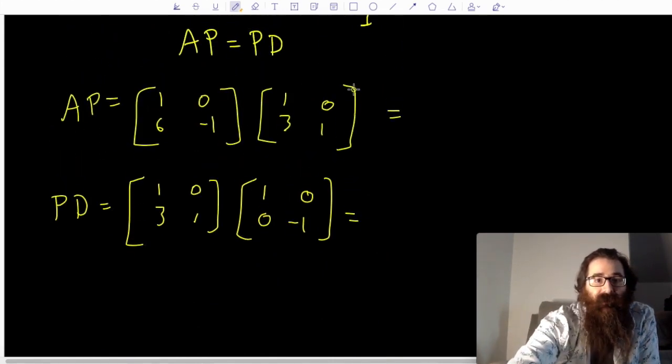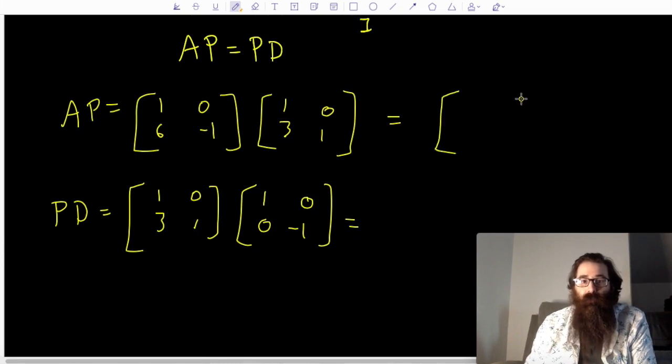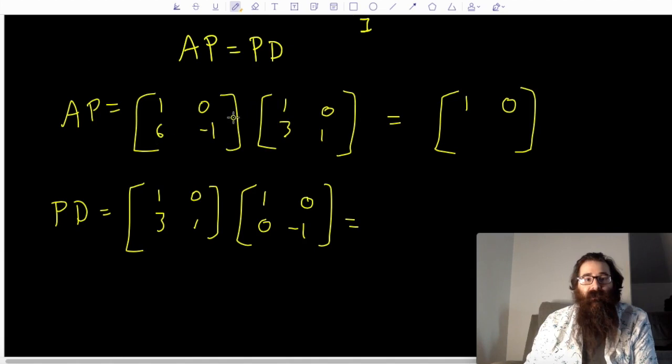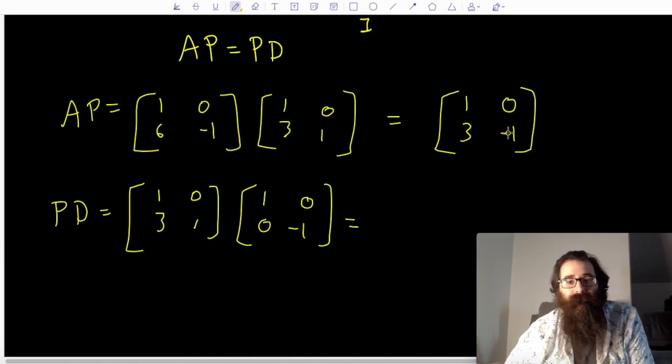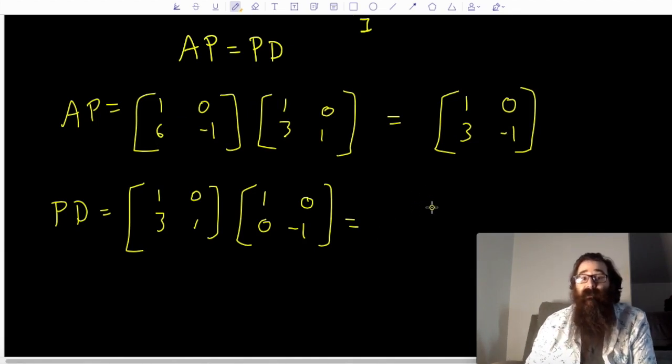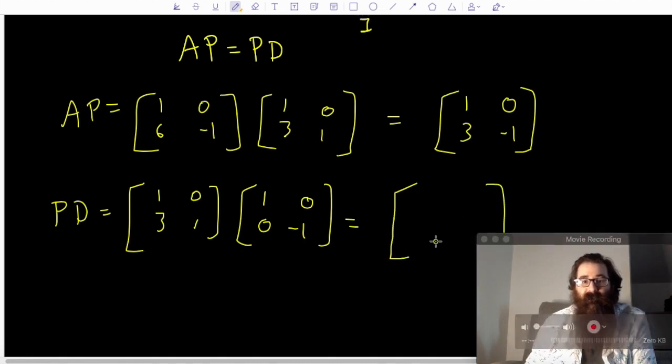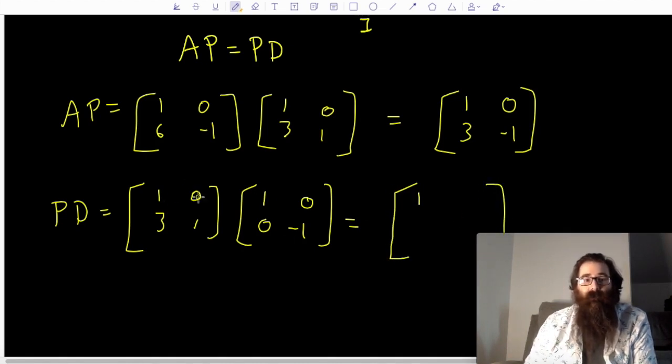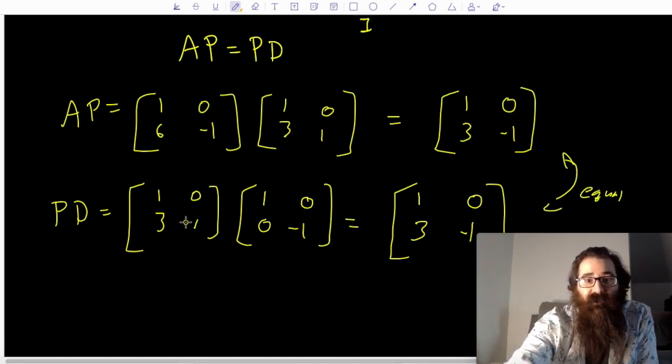Let's do the computations here. A times P, let's use our row column rule just to check. So 1 times 1 plus 0 times 3 gives me 1. 1 times 0 plus 0 times 1 gives me 0. 6 times 1 plus -1 times 3, 6 minus 3 gives me 3. 6 times 0 plus -1 times 1 gives me -1. And let's see what we get if we do P times D. These should be the same, but let's see if we mess something up. 1 times 1 plus 0 times 0 gives me 1. 1 times 0 plus 0 times -1 gives me 0. 3 times 1 plus 1 times 0 gives me 3. Moment of truth. 3 times 0 plus 1 times -1 gives me -1. So these two are equal. They are the same. So we have, in fact, checked our work.